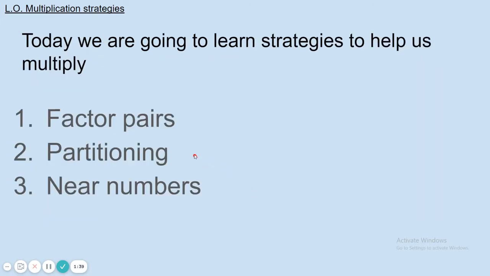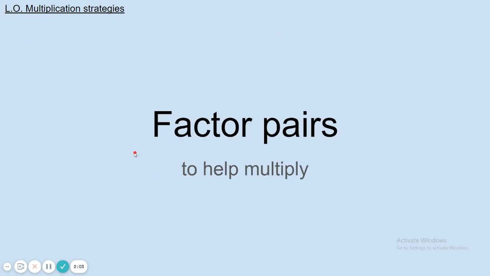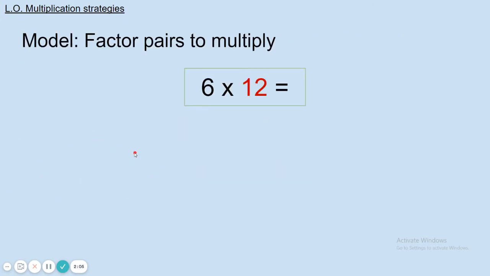So today we're going to be learning 3 strategies to help us. So factor pairs. We did that in yesterday's lesson, so hopefully you're really good at that now. And we're going to be doing some partitioning. We did that in the lesson on Tuesday. And near numbers, you've done before with other things, but we're just going to recap some of that. So 3 strategies that you know a lot about already, and we're just going to tie them down to help you with multiplication.